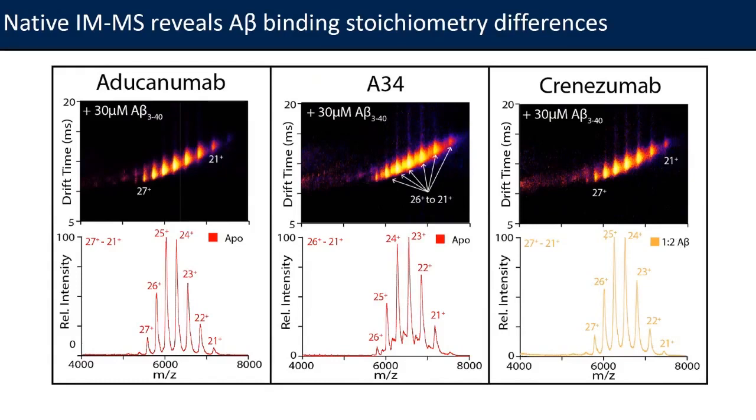If we take a look now at the 3 through 40 isoform, we don't see any binding at all for aducanumab or A34, but we see the retained 1-to-2 stoichiometry for crenezumab. And that's expected because the known epitope for aducanumab, and A34 because it's based on aducanumab, is the N-terminus of A-beta. So it seems like our methodology here is working as expected.